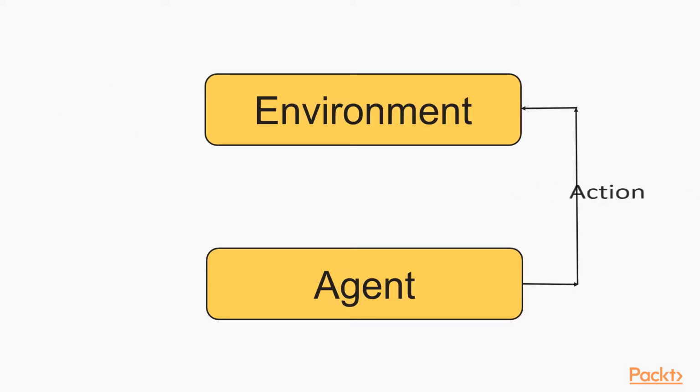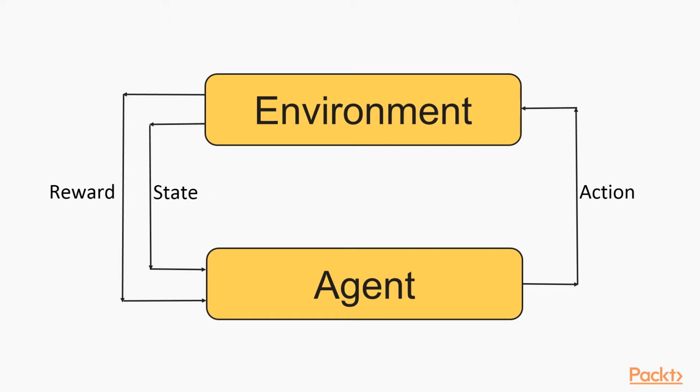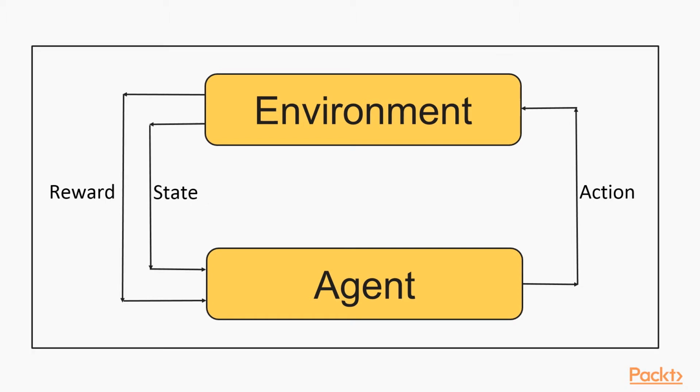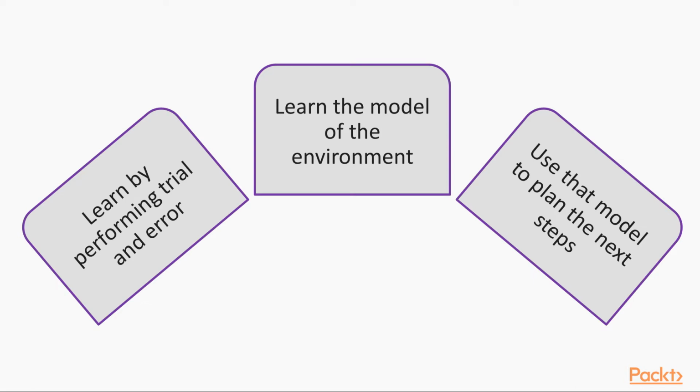The agent takes the action based on the previous step. The environment reacts in a particular way in response to that action. The agent receives reinforcement, also known as reward, from the environment. The agent records the information about this reward. It is important to note that this reward is for this particular pair of state and action. Reinforcement learning systems can do multiple things simultaneously. Learn by performing a trial and error search. Learn the model of the environment it is in, and then use that model to plan the next steps. So I assume you have a fair idea about reinforcement learning now.